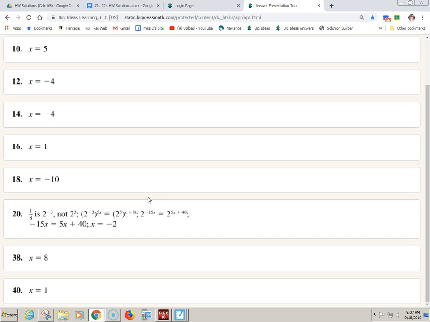So number 10 is x equals 5. 12 is x equals negative 4. Oh, that's weird. 12 and 14 were the same answer. 16, x equals 1. 18, x equals negative 10. Now, number 20. Whoa! What's going on in number 20? Why is it so weird and complicated? Yeah, 20 is a little bit weird. I might need to go look at that one in just a second altogether. But we'll figure it out.